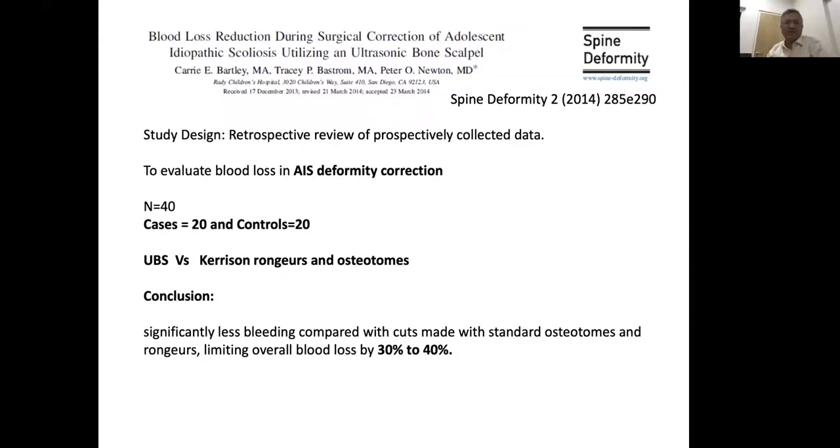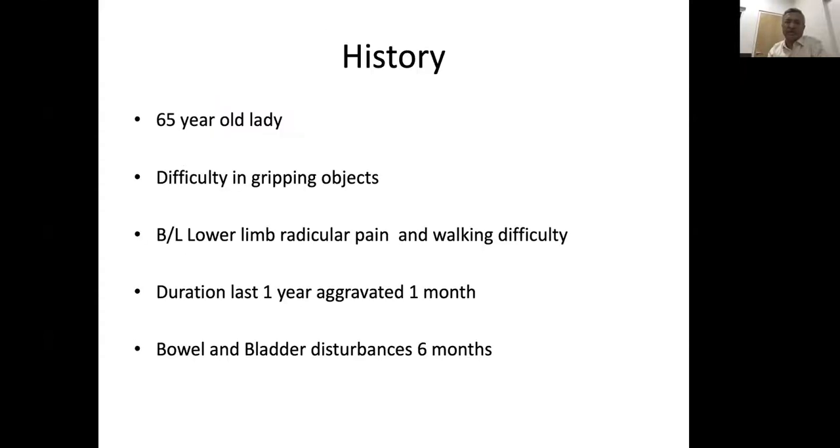Similarly, one more article published way back initially looked at this and said the blood loss is less by about 30 to 40%. This highlights the usage of an ultrasonic burr or ultrasonic cutting device in various spinal procedures. We use it for everything, from a cervical corpectomy to a cervical laminectomy, to deformity correction, as Bauk showed, even for osteotomy and for decompression, such as in a TLIF, where it's easy to remove the facets using an ultrasonic bone cutter.